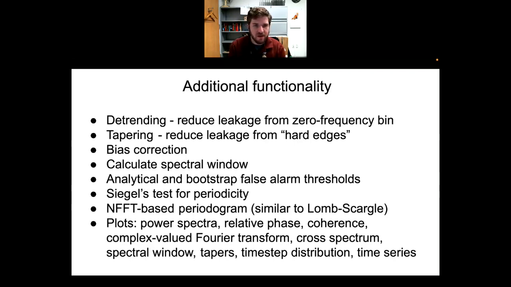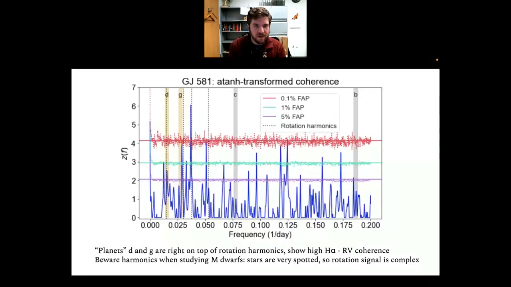I think it was one slide ago. You were talking about the thresholds here, and I'm just not familiar with this. What do you mean by the bootstrap versus the analytical here?